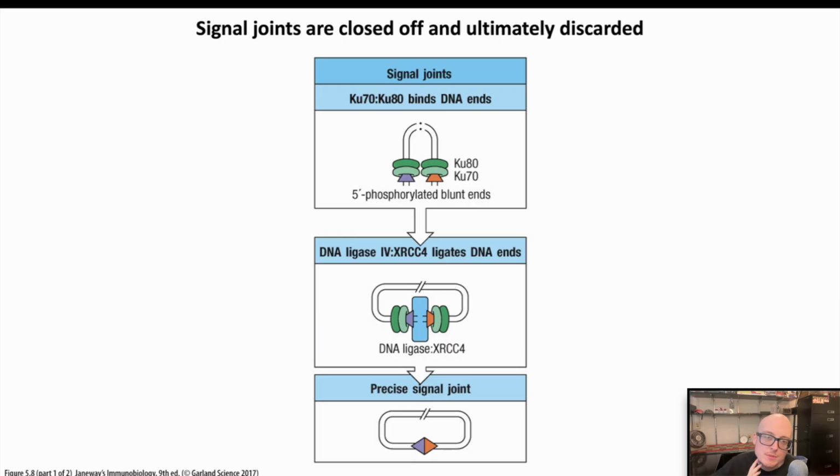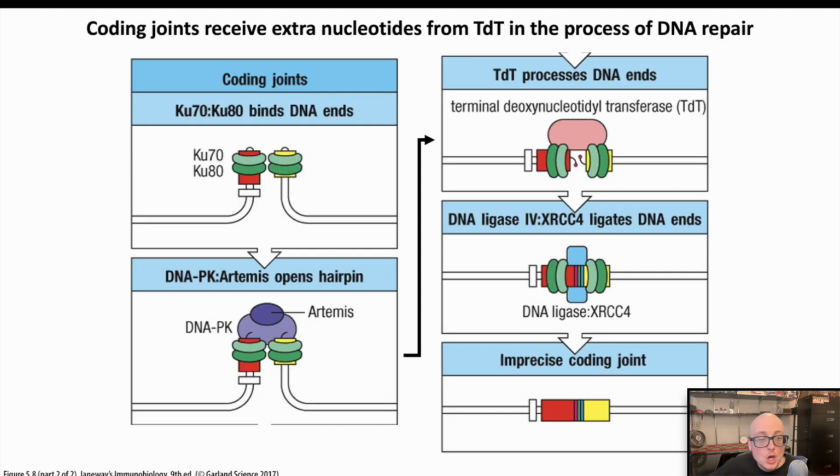But now let's return and think about the coding joint, which again is what we're focused on. In the coding joint, as I said, Ku70 and Ku80 are going to stabilize those two open ends of the genomic DNA that we want to keep. But we have the problem of there being these covalently closed hairpins. So the first thing we need to do is to open those hairpins. And the enzymes that facilitate the opening of the hairpins are DNA-PK and Artemis. And so these are enzymes that can actually open up the phosphodiester bonds, the covalent links that form those hairpins.